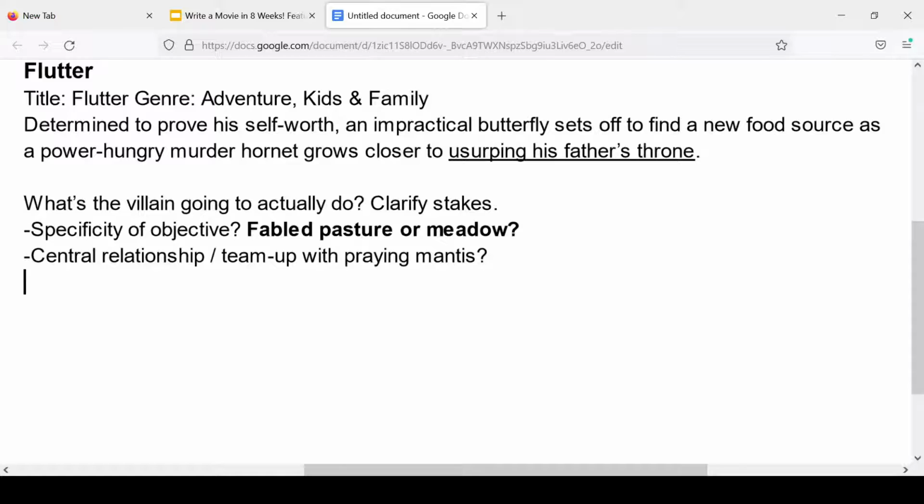Okay, cool. So yeah, I would again get a little more concrete and specific. We want to know what the villain is going to do. We want to know what exactly your main character is setting out to accomplish, or give us a sense of what terrain we're going to be watching him traverse, or what he is trying to find, like this fabled meadow or this legendary pasture, I think might be a nice way to put that. And if there is a central relationship, like a central team up with the praying mantis, and that's the center point of the story, then that should definitely come up in the logline. If it's not as central, you may not need to mention it, considering there's already a lot going on here.